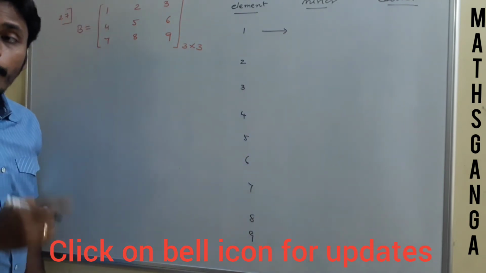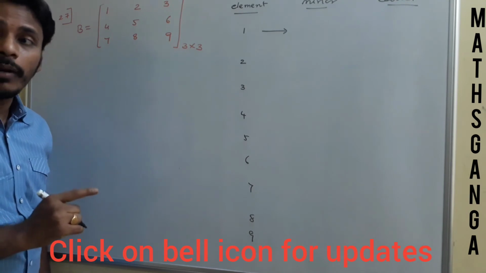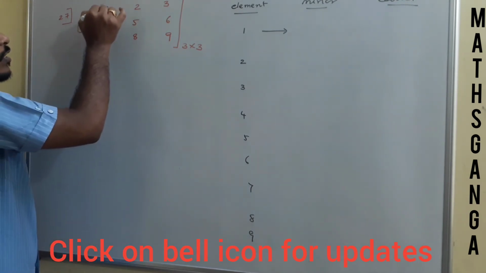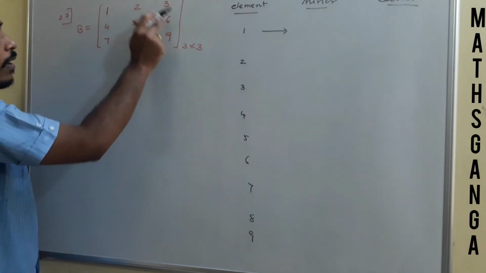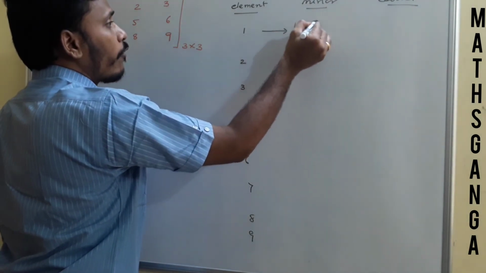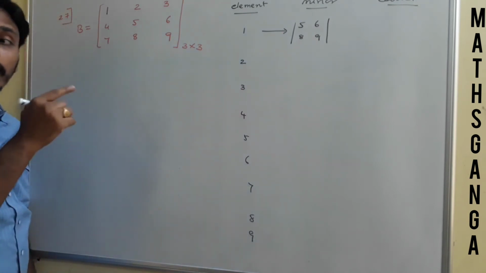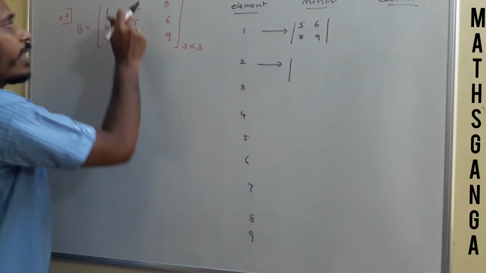Minor is simply nothing but you need to find the determinant by eliminating the corresponding row and the corresponding column. So if this is 1, you just leave this row and this column, then the elements are 5, 6, 8, 9. So the determinant of 5, 6, 8, 9 is the minor. That determinant you need to find. Again, what is the minor for the element 2?